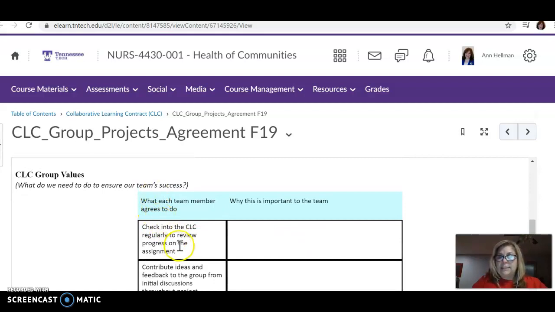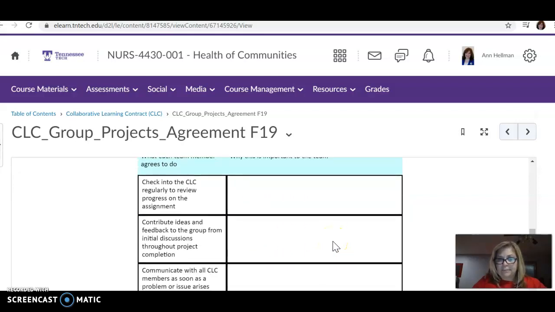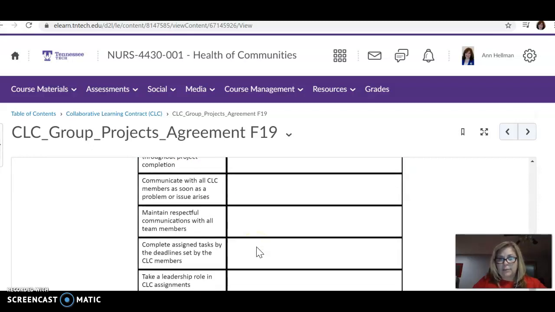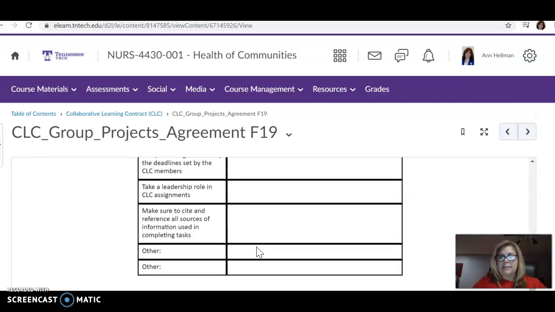Then you need to, as a team, discuss these elements. Why is it important that everyone checks into this on a regular basis to understand what's being done on the assignment? You would fill this in, why this is important to the team. Why it's important for every member to contribute ideas and feedback throughout the project completion. And you may think this is going to be something that is just something tedious for you to do, but it is rare that I have a semester that I don't have at least one group have a problem with a team member.